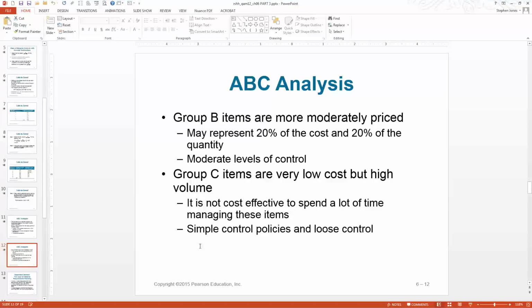It's important, but it's not likely to shut down your operations if you don't have it. Whereas Group C items are a dime a dozen just about, okay? There's a lot of them out there, but you don't need to worry about them. As long as you got a box of nails, you don't have to go and pay attention to each separate nail that's out there, okay?